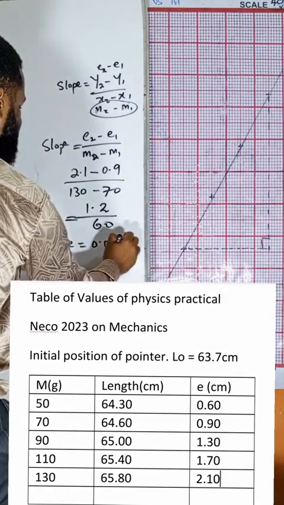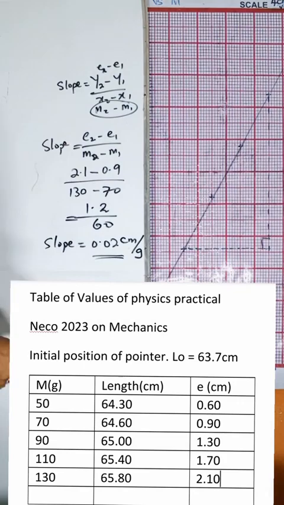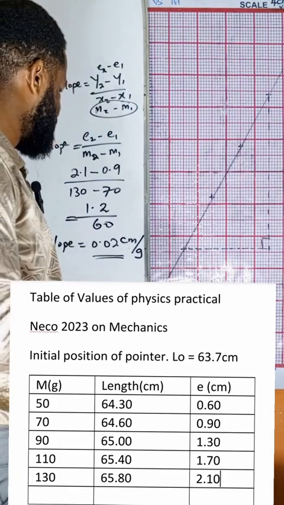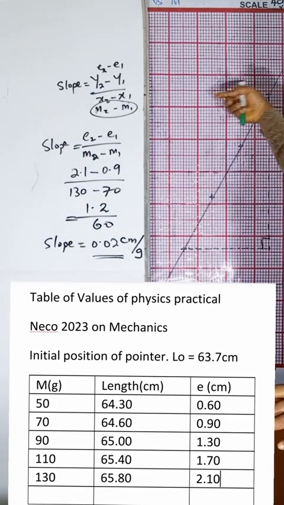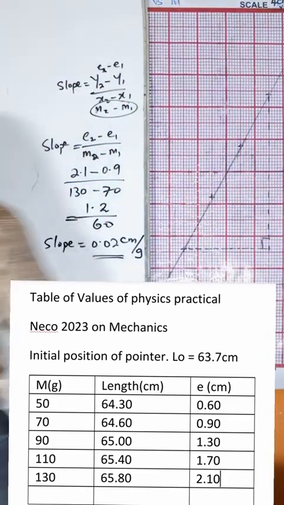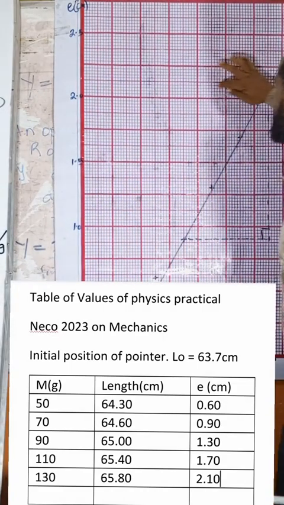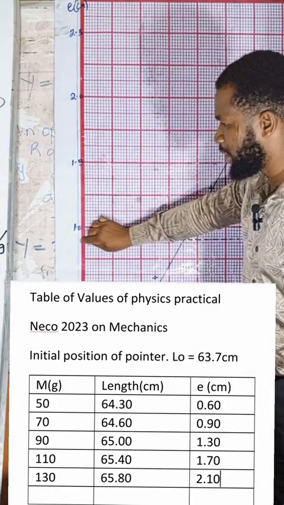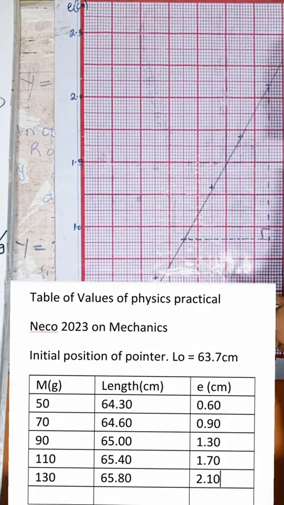Now my vertical is centimeter and my horizontal is gram. So cm per gram. This is my slope. You must put your SI unit for the slope. It's very important. So this is what I got as my slope. If you are working with me, let us find out what I said when you trace it this way. So if you look at this, if you trace this down, you have 2.1. And if you trace this down, you have 0.9. So that's my slope. My slope is 0.02 cm per gram, according to this graph. Thank you.